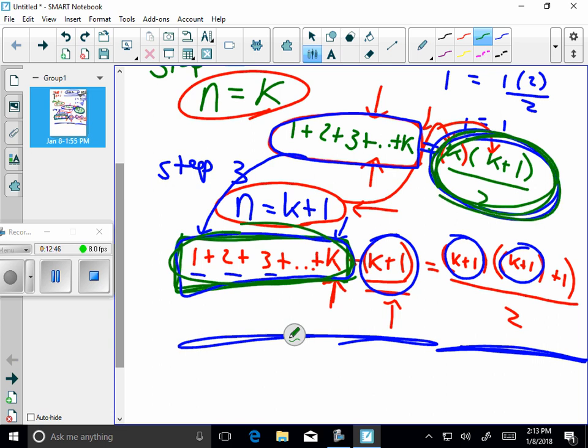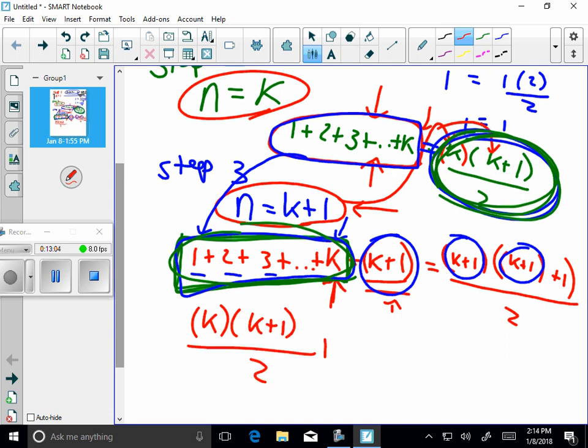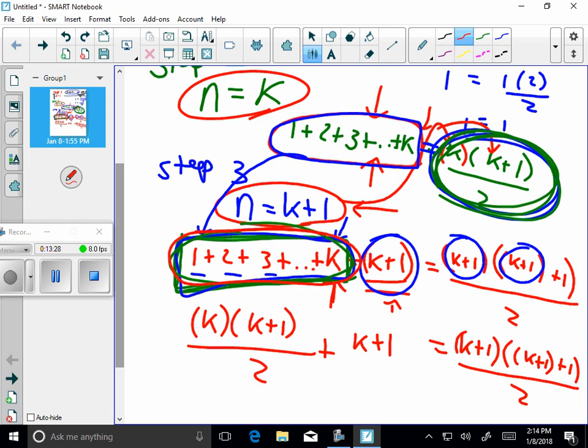And I'm going to clean this up a little bit. Get this out of the way. All right, so I'm now going to have k times k plus 1 all over 2 plus k plus 1 is equal to, and I'm just copying now, this is exactly the same, k plus 1, k plus 1 plus 1 all over 2. So this part that was the list needed to go so that I could have equations.